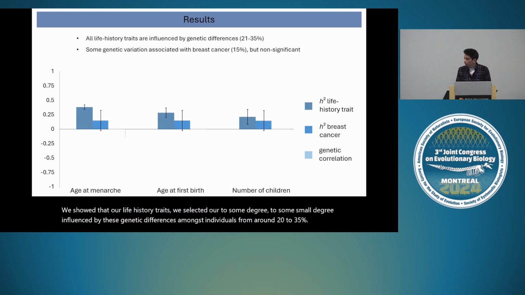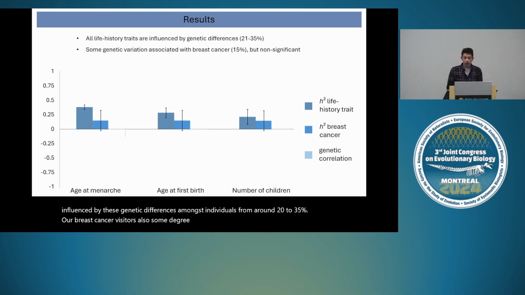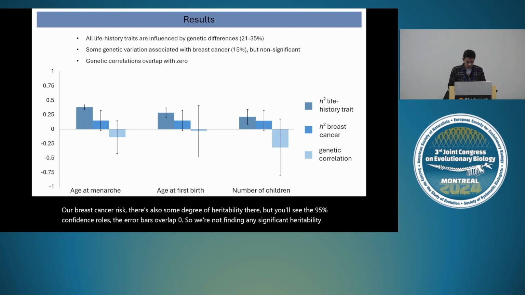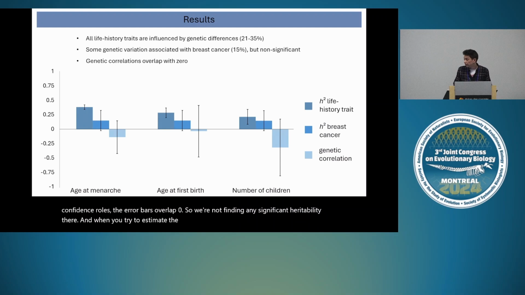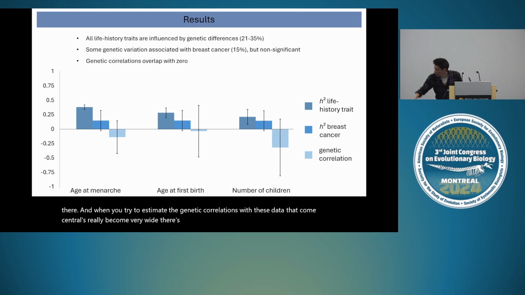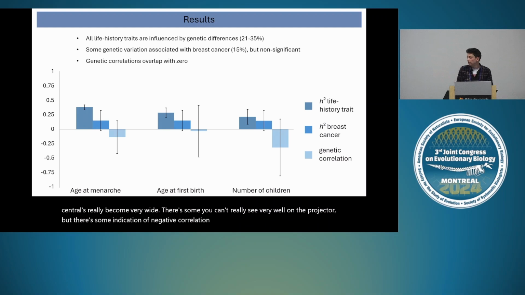For our breast cancer risk, there's also some degree of heritability there, but you'll see the 95% confidence intervals, the error bars, overlap 0, so we're not finding any significant heritability there. And when you try to estimate the genetic correlations with these data, the confidence intervals become very wide. You can't maybe see very well on the projector, but there's some indication of a negative correlation between the breast cancer risk and the number of children, but the confidence intervals are overlapping 0 here.